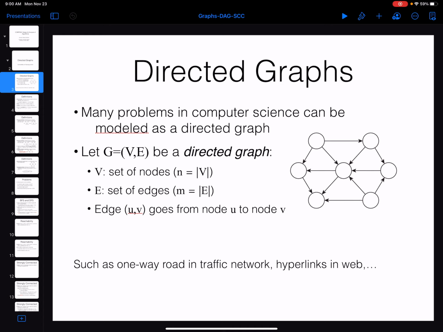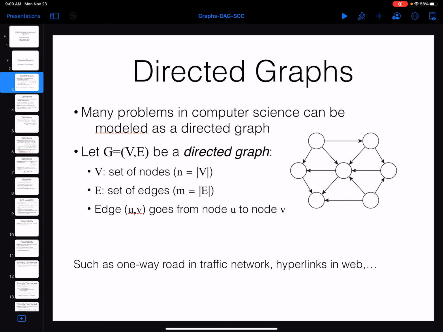We have defined the undirected graphs in the previous video, but in some cases, the problem that you have modeled using a graph is more suitable to be modeled using a directed graph, not an undirected graph. So what is a directed graph?